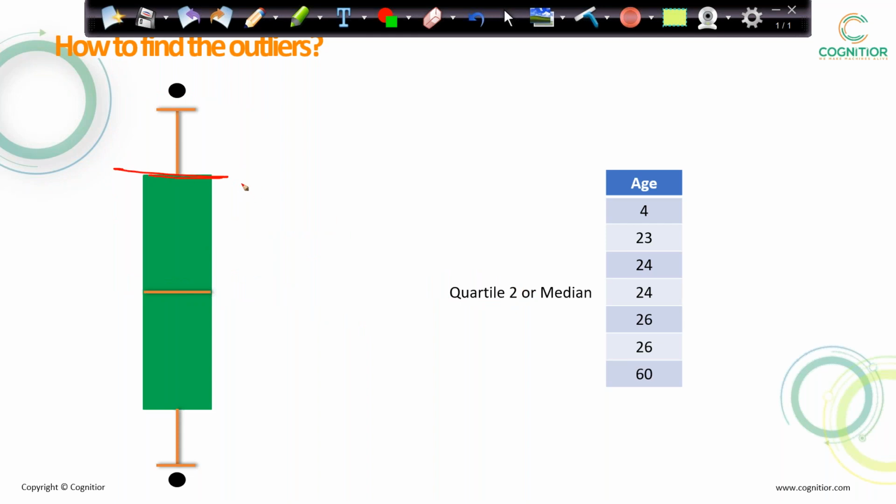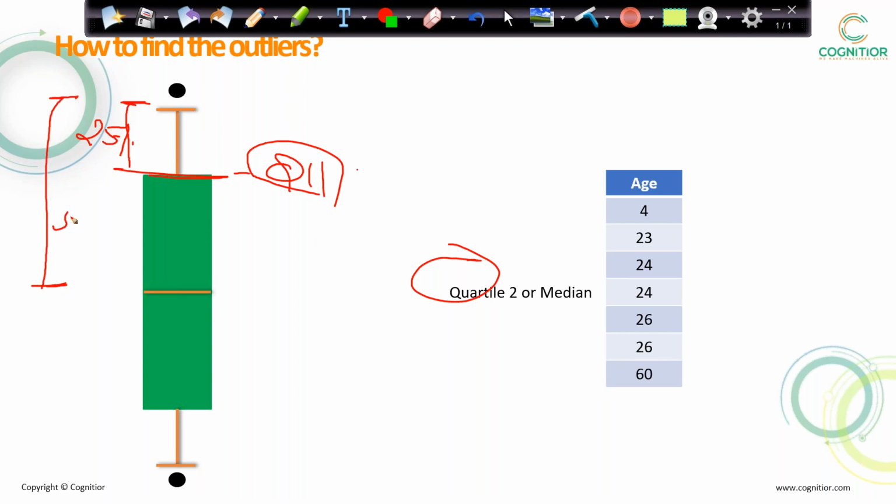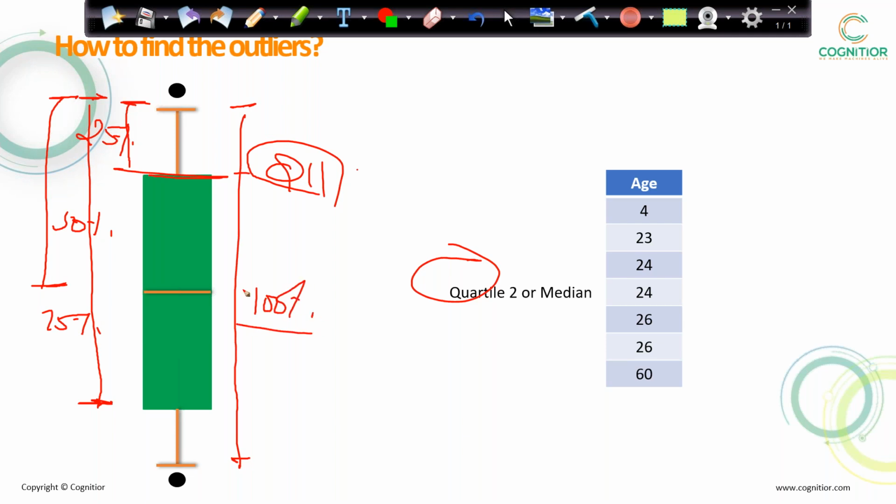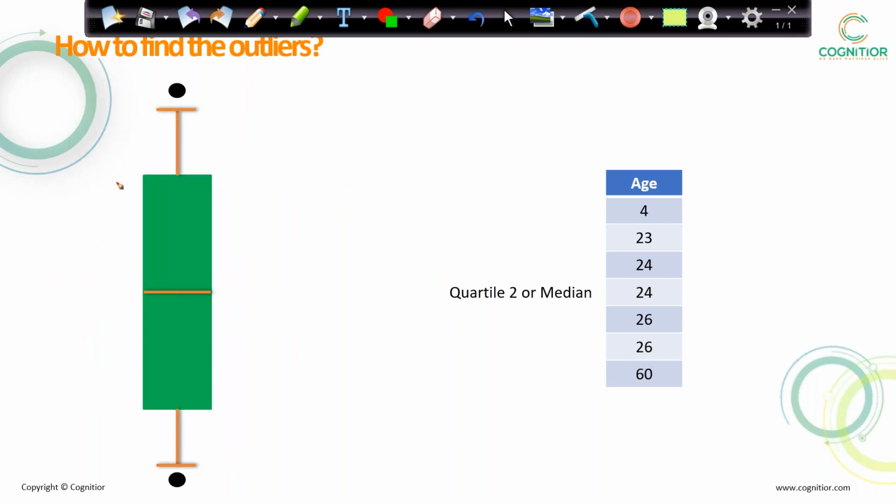This start of the box is known as Q1, quartile 1. So from the start of the point till here, it is 25 percentile data. From the start of the box till this orange line is 50 percentile data. From the start of the box till the end of the box, 75 percentile data. And from the start of the line till end of the line is 100 percentile data. So basically, this box and whisker plot is dividing the data into four equal parts.